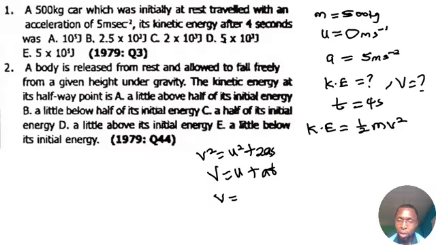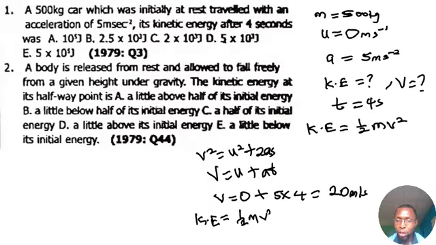That v here will now be u, which is 0, plus our a, which is 5, times our t, which is 4. Summing it up, 5 times 4 is 20, plus 0, that's 20 meter per second. So our v is 20 meter per second, and that's what we need. So to get kinetic energy, KE will now be equal to half mv squared, which is half times our m, which is 500, times our v, which is 20.